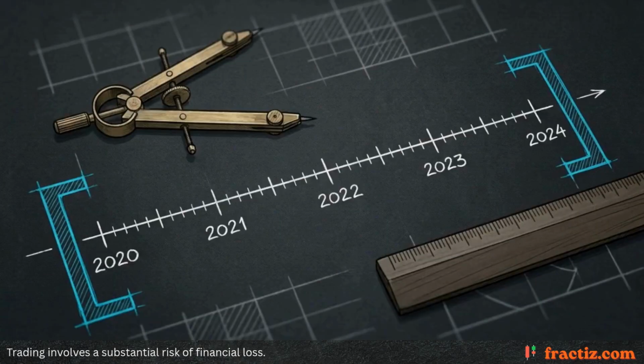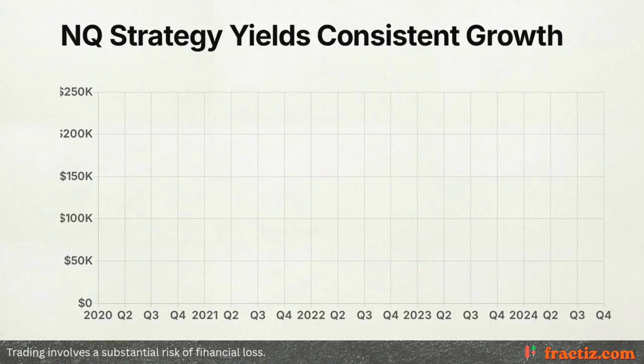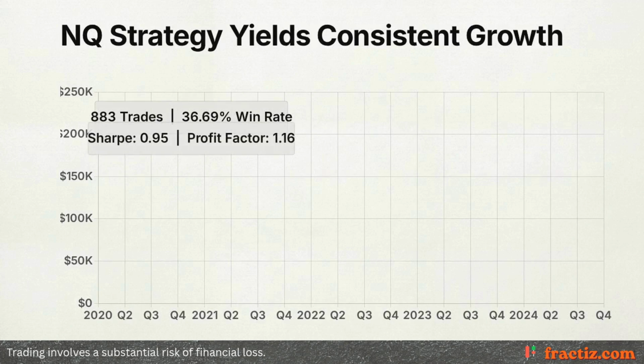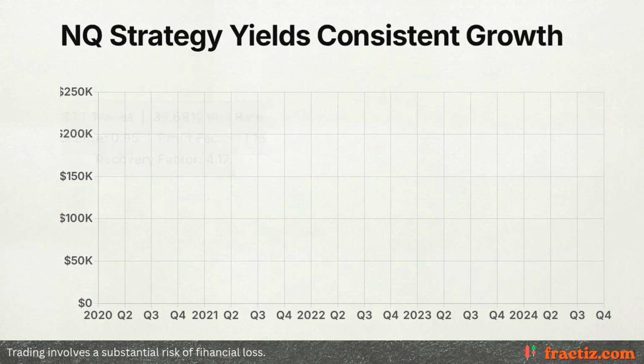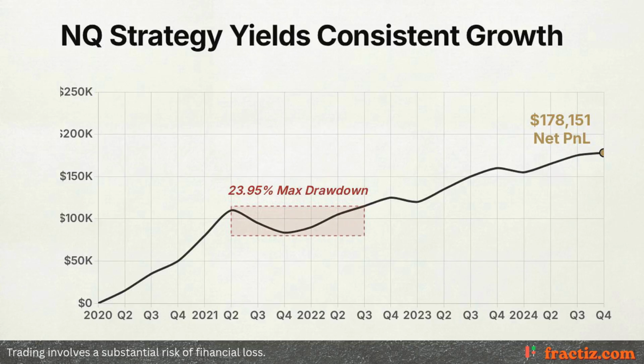To test this logic against market reality, we ran the data over a 5-year period from January 2020 to December 2024. The test parameters control for a 1-hour timeframe, $100,000 in initial capital, and a realistic model for slippage and commissions. The NQ 1-hour matrix reveals NASDAQ 100 performance. Across 883 trades, it produced $178,151 net P&L, a 36.69% win rate, and a 0.95 Sharpe. Profit factor hit 1.16 alongside a 4.17 recovery factor. The upward charting equity curve restricts maximum drawdown to 23.95%.